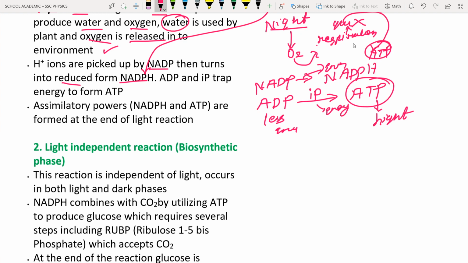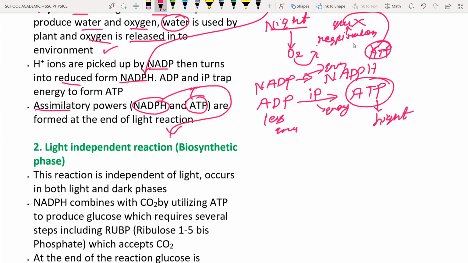Here both NADPH and also ATP are assimilatory powers. So what is meant by assimilatory? The meaning of assimilation is absorption. What are they absorbing? They are absorbing some power, and why? For the further photosynthesis.